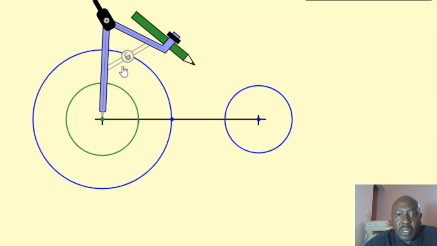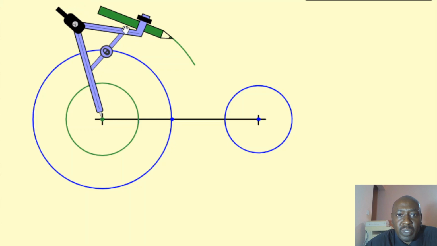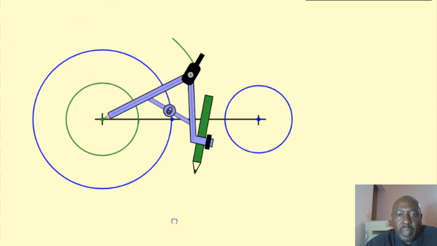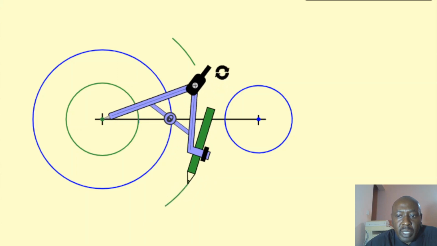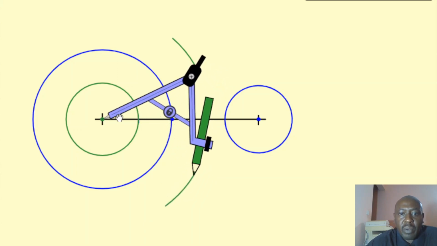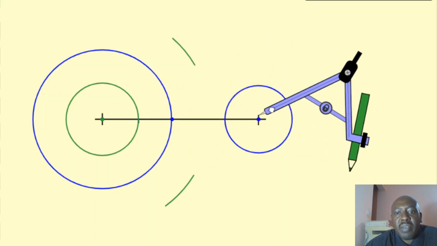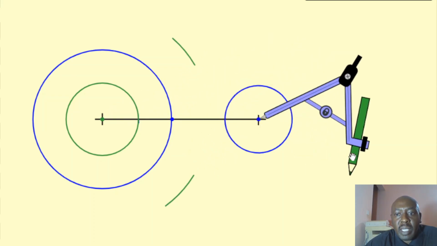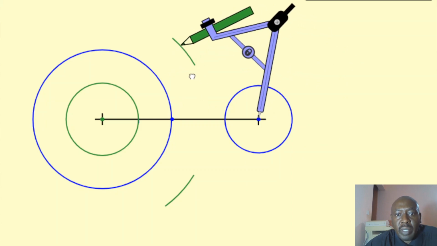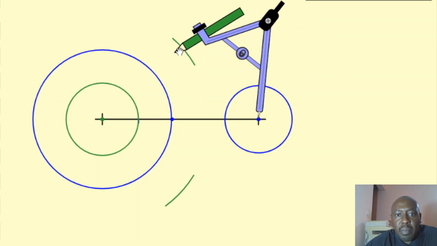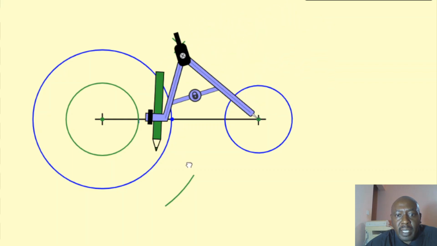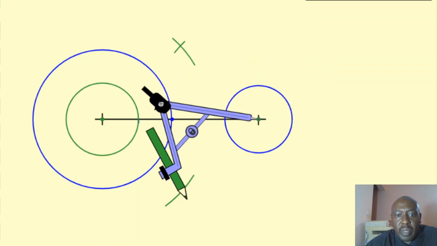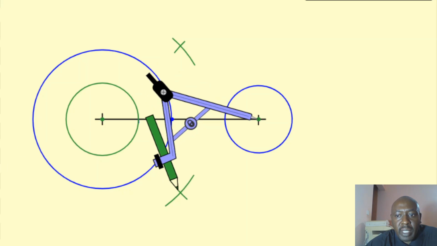The next step is to get the center, so we have to bisect the line connecting the two centers. We make the upper arc. We also do the same on the lower side. We transfer the center to our center number 2 so that we get the other pair. We make the arc on the upper side, and we also make an arc on the lower side.